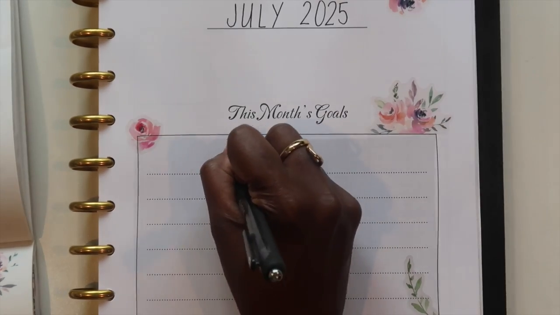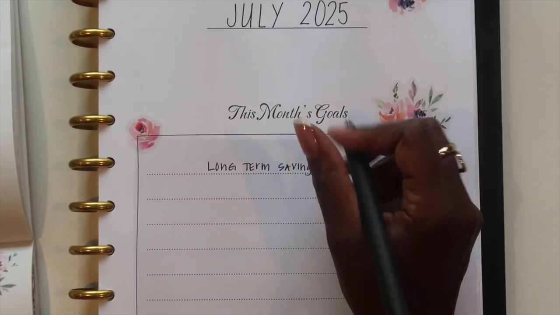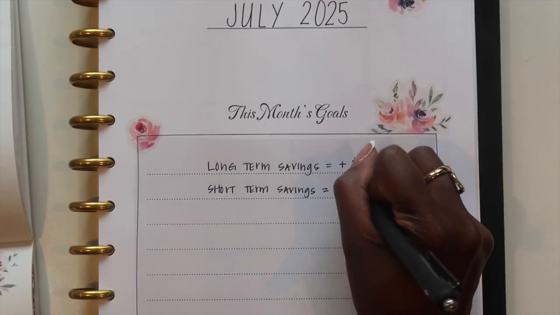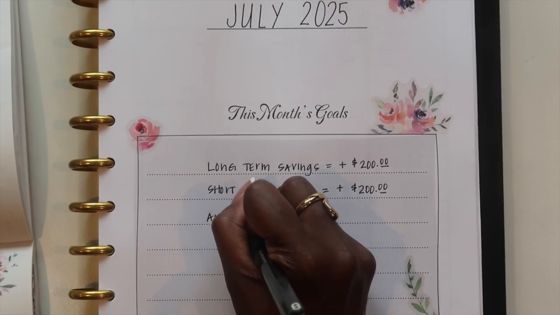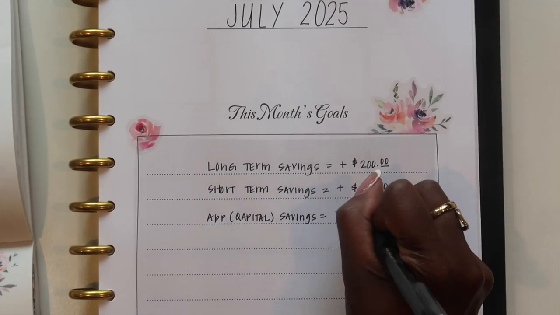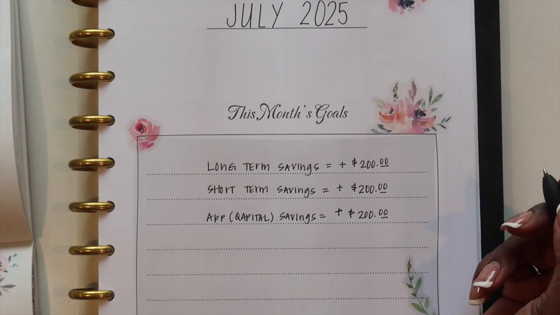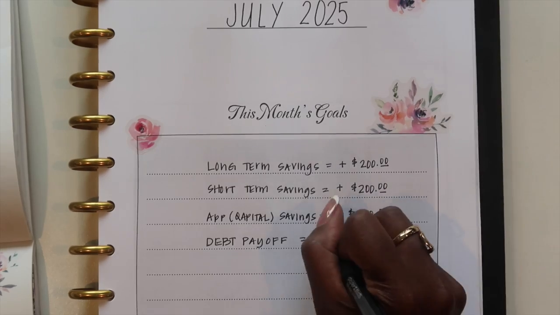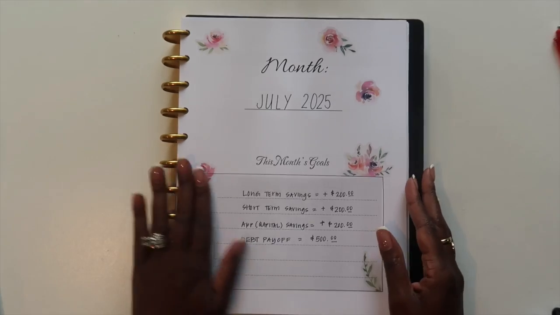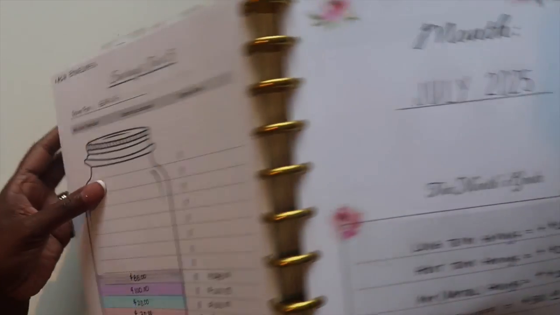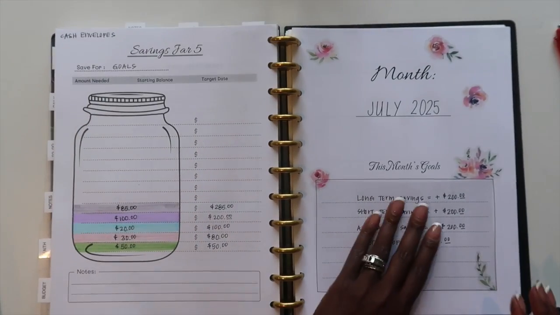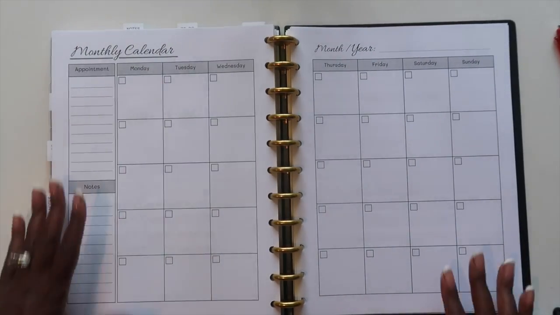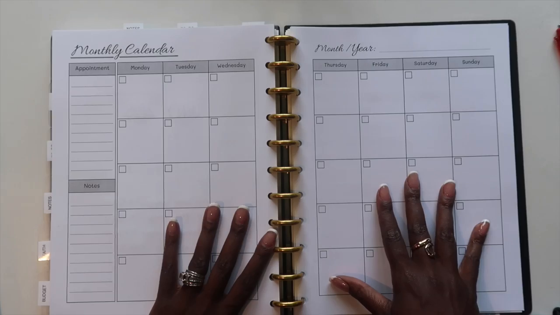So my goals for this month is to add to my long-term savings $200, add to my short-term savings $200, add to my app savings $200, and to pay off debt of $500. So this is basically adding in $600 of savings, and my goal is to pay down $500 of debt. So now that we have completed the cover page, we are going to flip over to my monthly calendar, and we are going to write in all of the bills for the month.